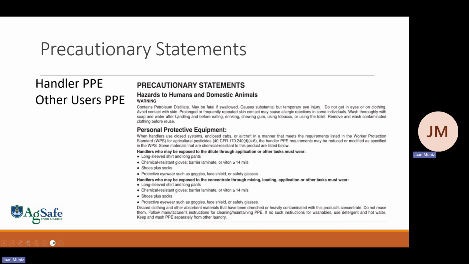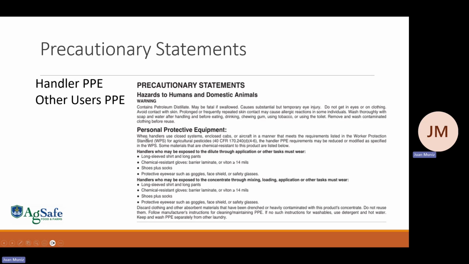Avoid contact with the skin. Prolonged or frequent repeated skin contact may cause allergic reactions. And then it goes on to tell us how to protect ourselves. Wash thoroughly with soap and water after handling and before eating, drinking, chewing gum, using tobacco, and using the toilet. Remove and wash contaminated clothing before reuse.